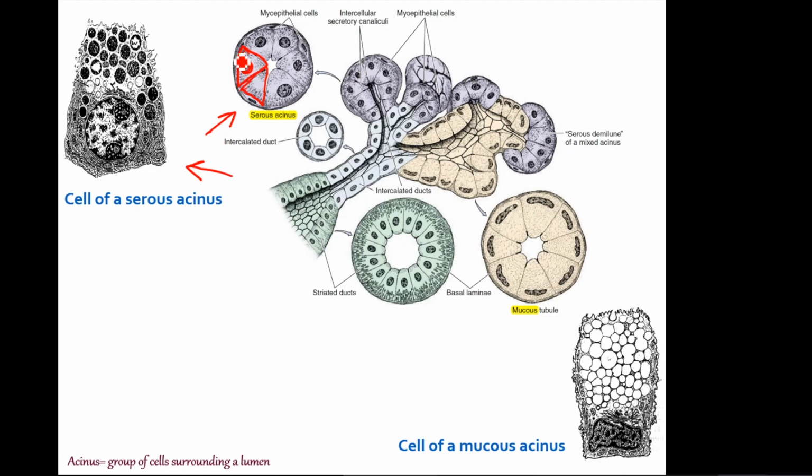Meaning the nucleus doesn't come at the basal part, and not on the apex. So it's in the center, so centrally rounded nucleus.